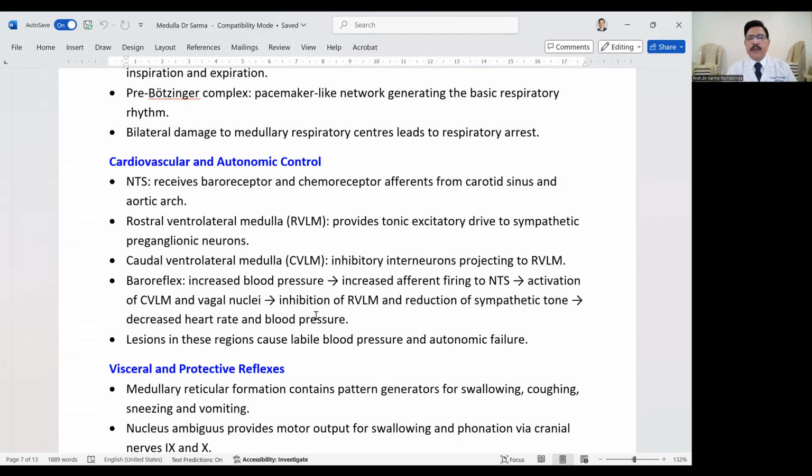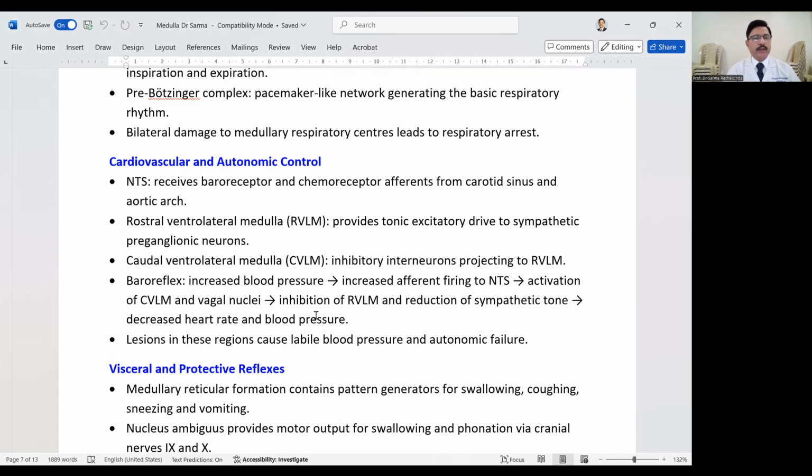Baroreflex: when blood pressure increases, there is increased afferent firing at the NTS, activation of the CVLM and the vagus nuclei, inhibition of the RVLM, and reduction in sympathetic tone, which decreases heart rate and blood pressure. So there is a baroreflex; when pressure increases, it will reduce it and control it. Lesions in these regions cause labile blood pressure and autonomic failure. So cardiovascular control is through the NTS, rostral ventrolateral medulla, and caudal ventrolateral medulla, and these are inhibitory and excitatory. The balance is the final output.